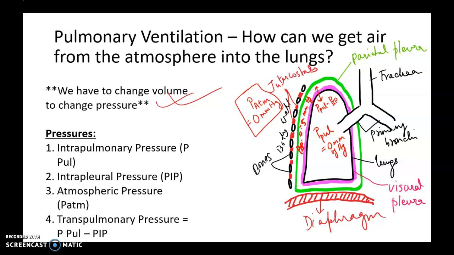But let's review this one more time. Outside, we have atmospheric pressure. Inside the lungs, we have intrapulmonary pressure. In the pleural cavity, we have intrapleural pressure. And the pressure across the lung and the visceral pleura, the difference is called transpulmonary pressure. Transpulmonary pressure is defined as a pressure difference between the intrapulmonary pressure and the intrapleural pressure.